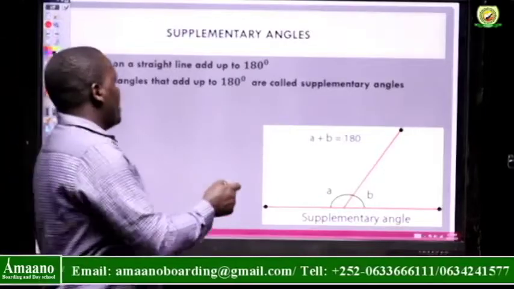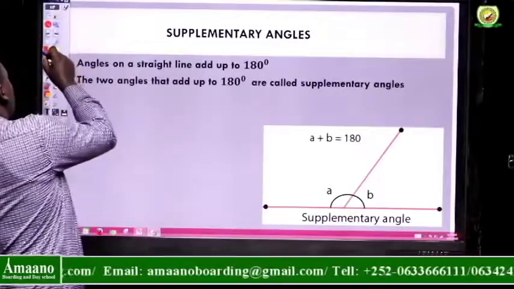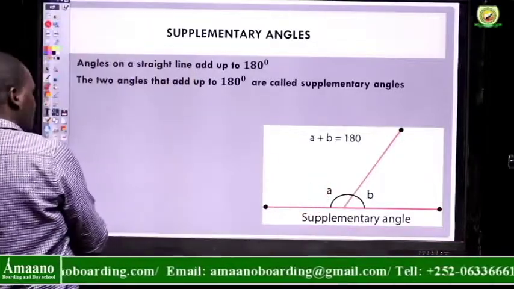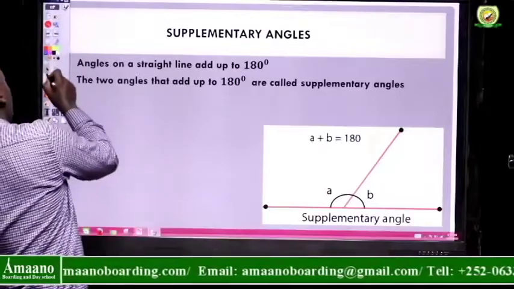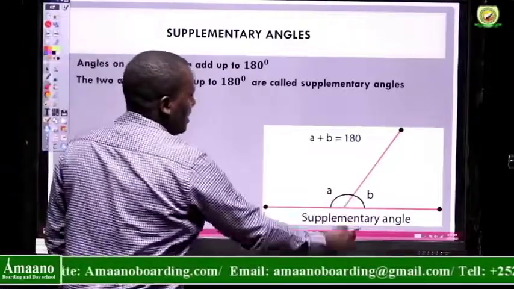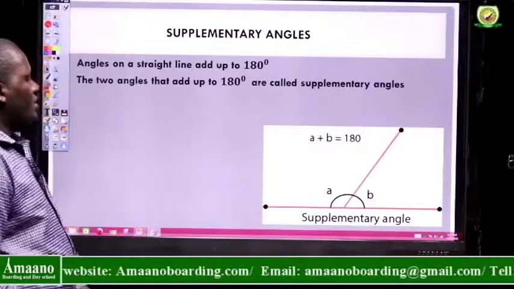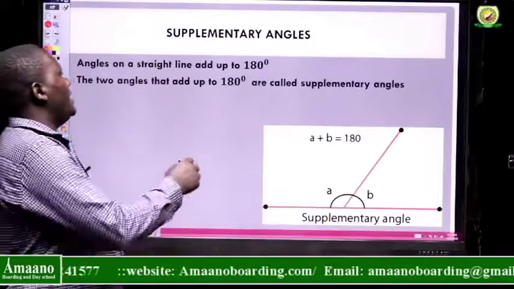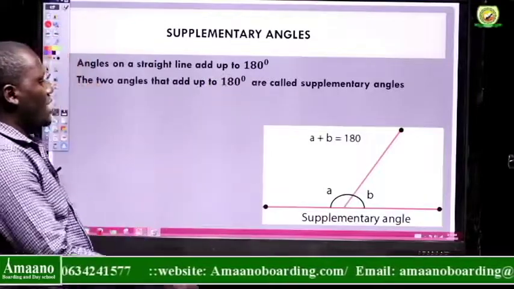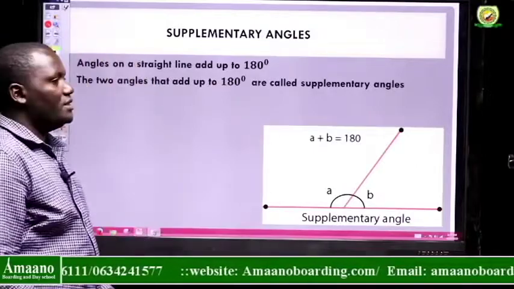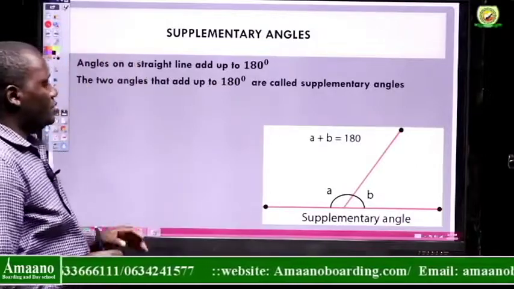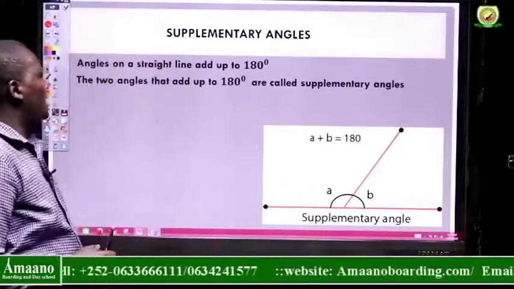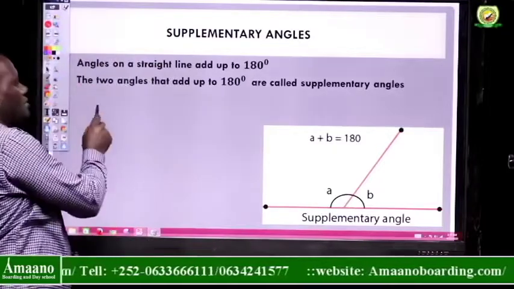That is, we have angle A, and we have angle B. So when we add angle A plus angle B, they'll make 180 degrees. So angle A and angle B, we call them the supplementary angles, because we add angle A plus angle B equals to 180 degrees.